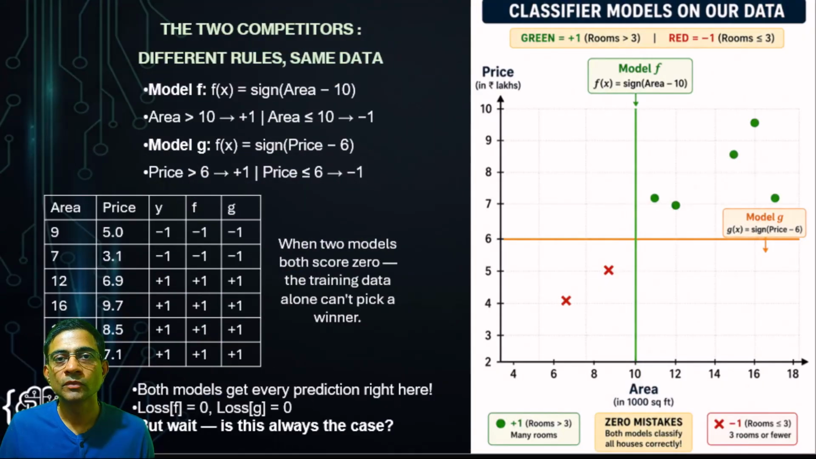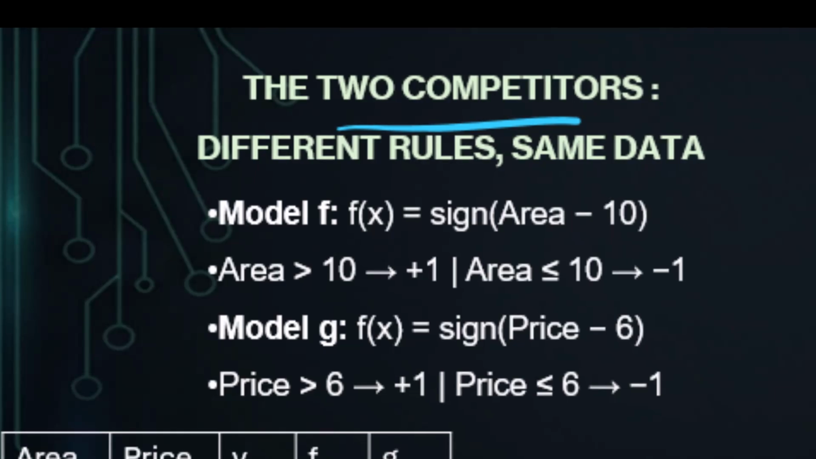Got it? So now we introduce these 2 competitors. Who are the 2 competitors? One competitor, the model F, is the sign function of area minus 10. That means if the area of the flat is more than 10, we are going to give plus 1. That means it is going to assume that flat will have more than 3 bedrooms. That is what it is going to assume. Okay, so that is one model.